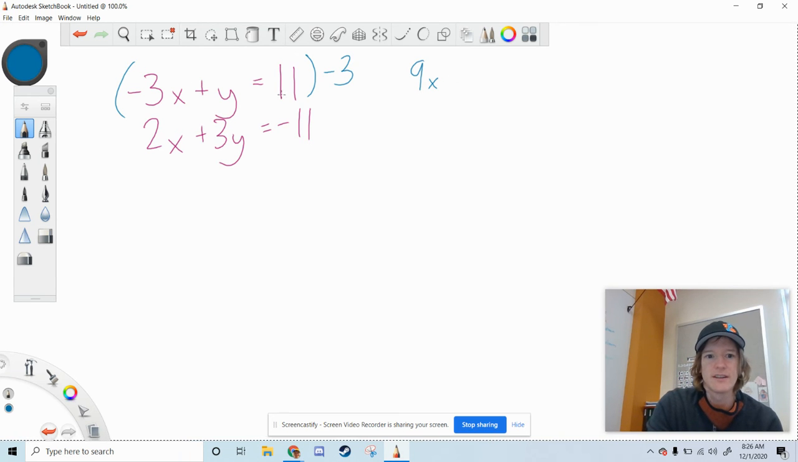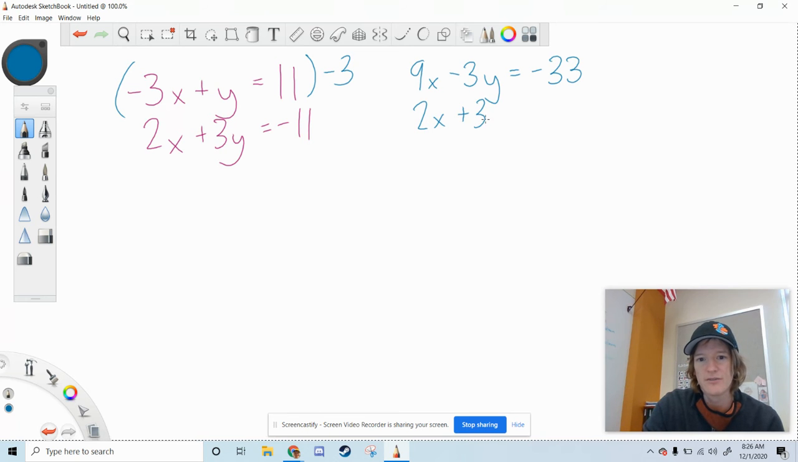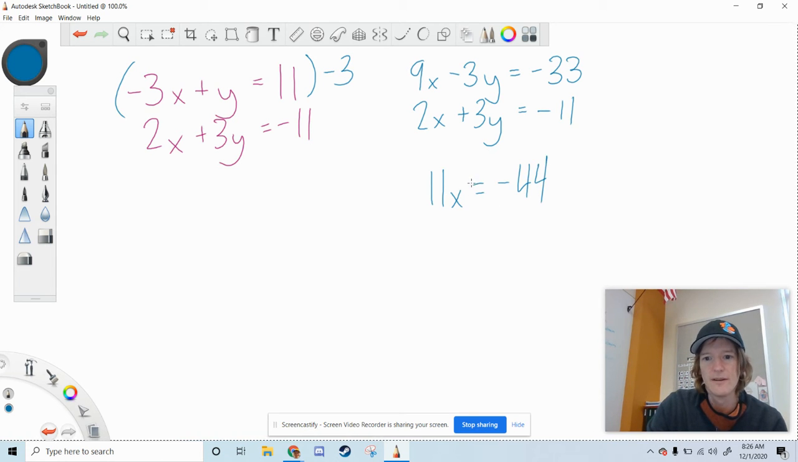9x, a negative times a negative makes positive, minus 3y equals negative 33. 3 times 11 is 33. 2x plus 3y equals negative 11. The y's go away, 9, 10, 11 x's equals negative 44. 44 works with 11, that's good. Divide by 11, x equals negative 4.